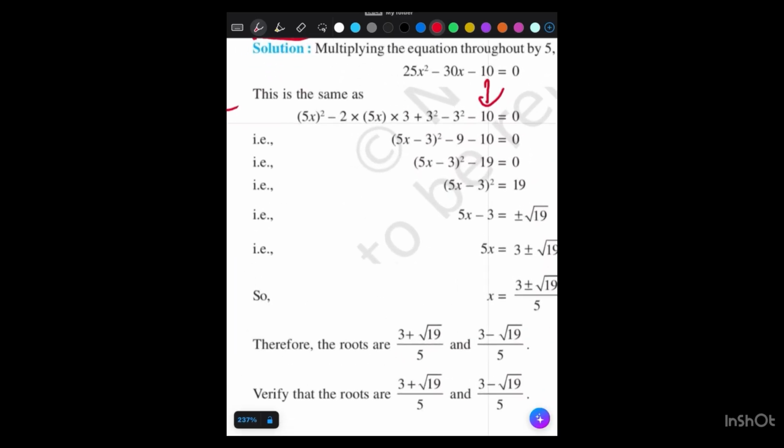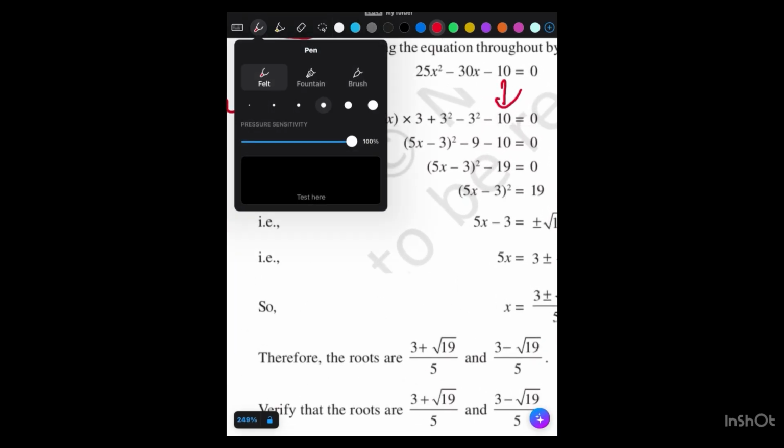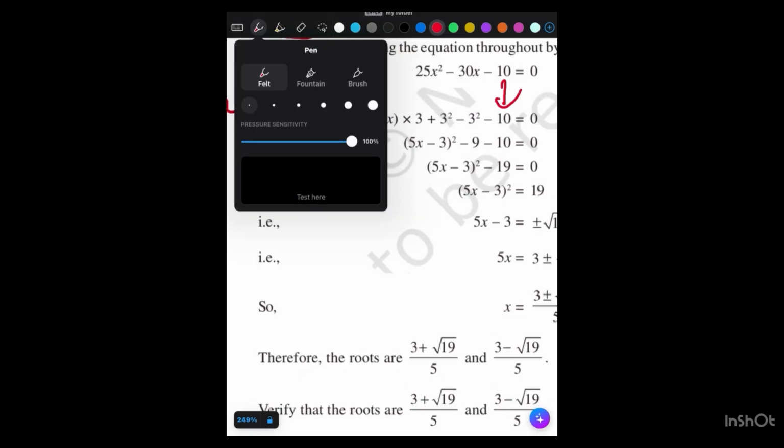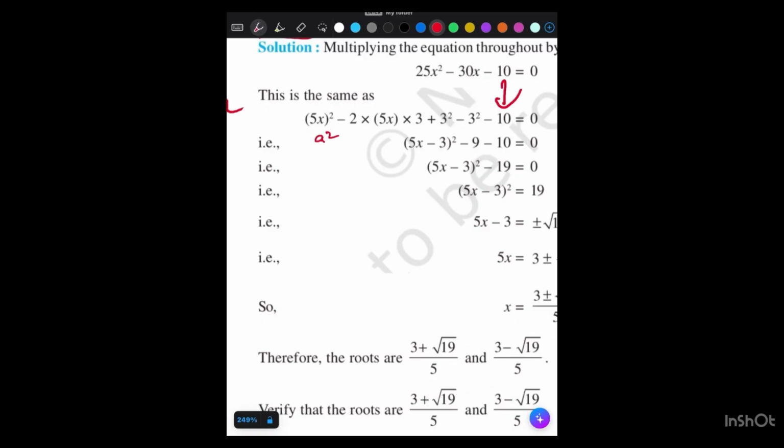Okay, so now it is in the form of a squared minus 2 into a into b plus b squared, right?